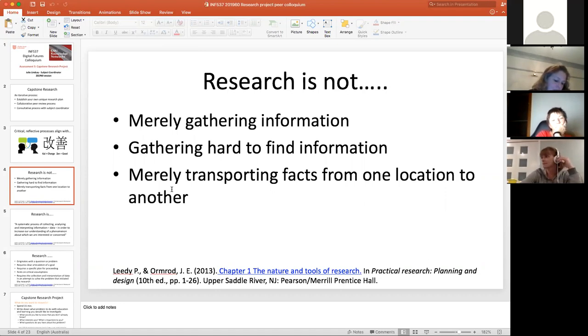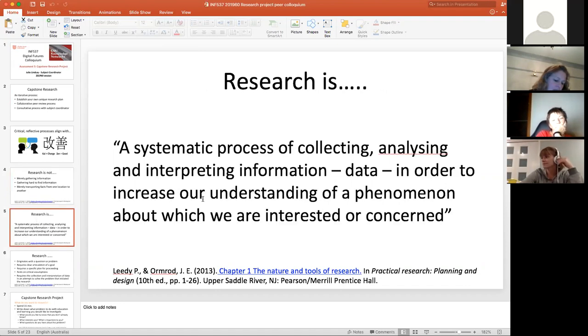All right. So what it is, and I'll read this out because this is from Leedy and Ormrod. Research is a systematic process of collecting, analysing and interpreting information, what we call data or data, depending which side of the fence you're born on, in order to increase our understanding of a phenomenon about which we are interested or concerned.